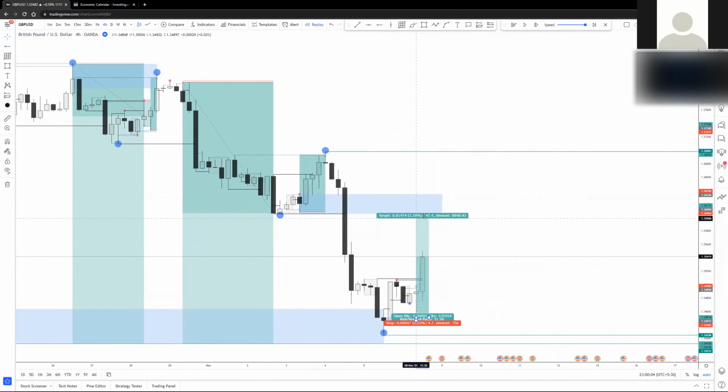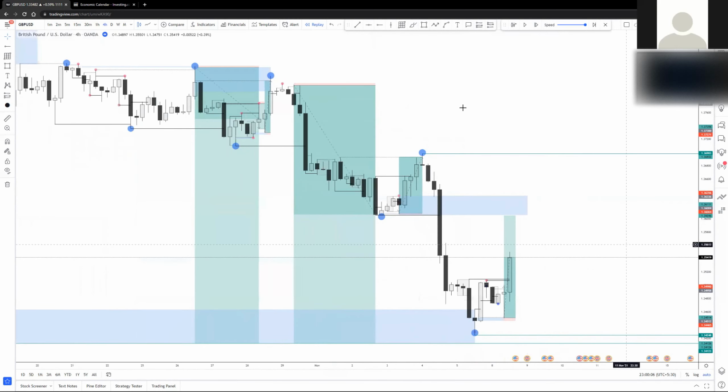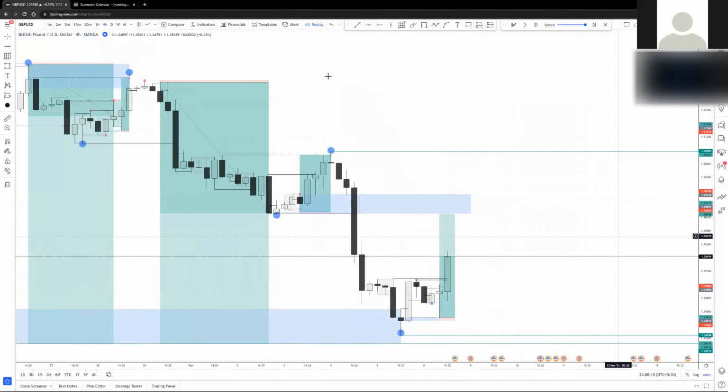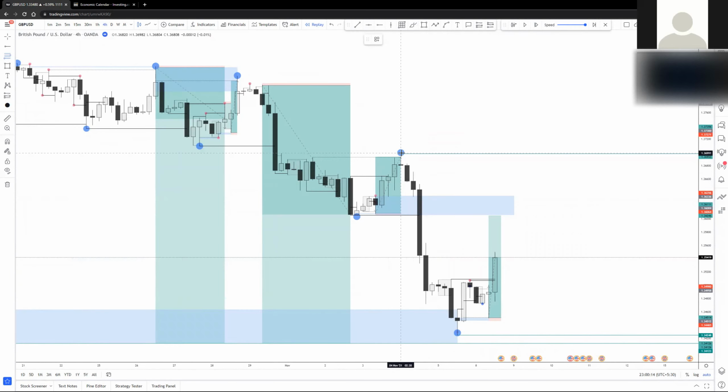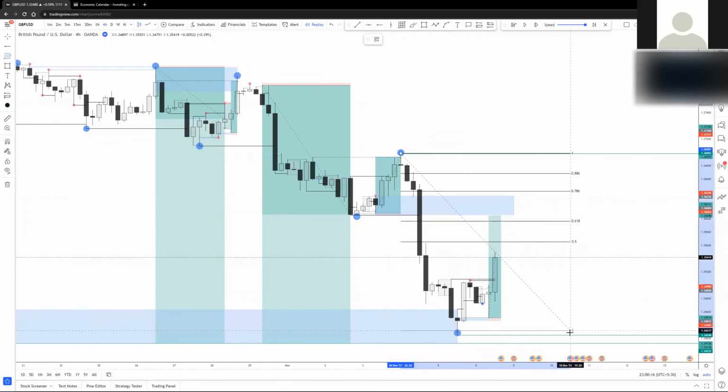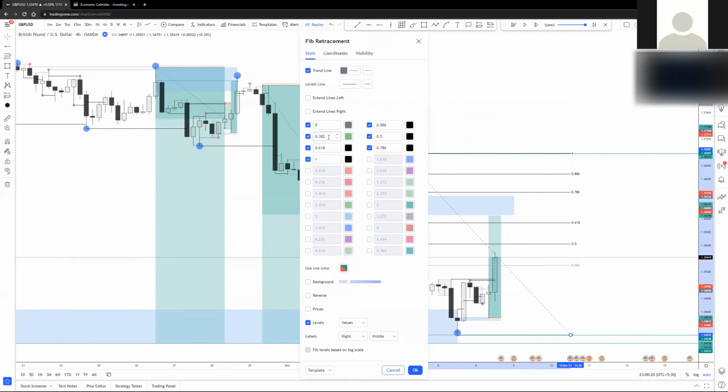Everything is lining up above the breaker, above the equilibrium. See that? And if you use the ICT levels, I think it was a 70.5% retracement. Exactly, let's use that. I don't use them normally, but it's always good for extra confluence.